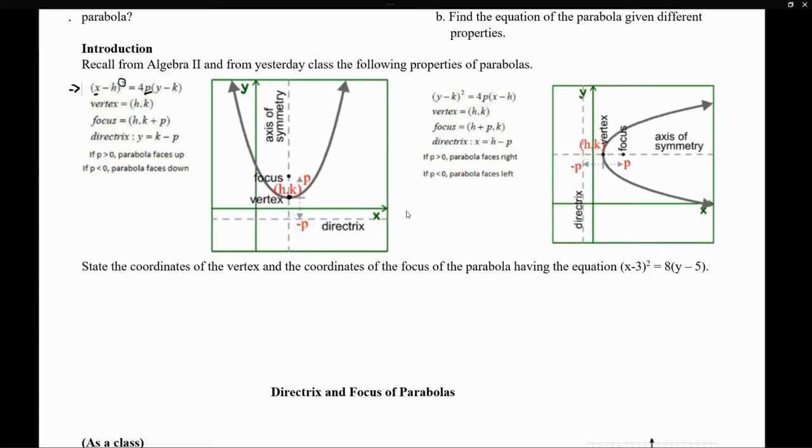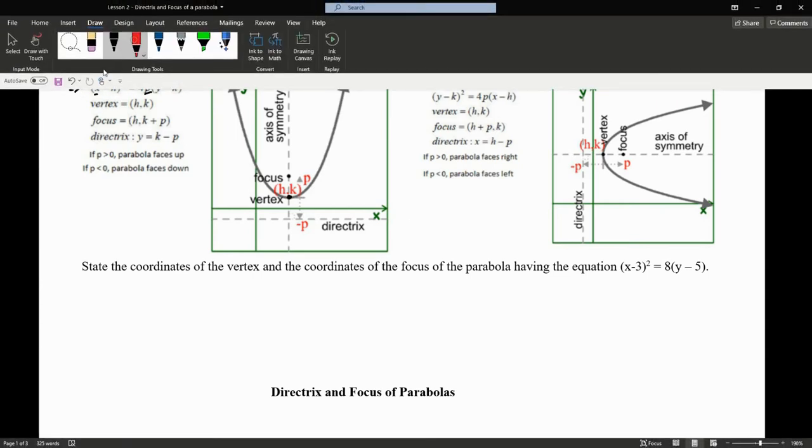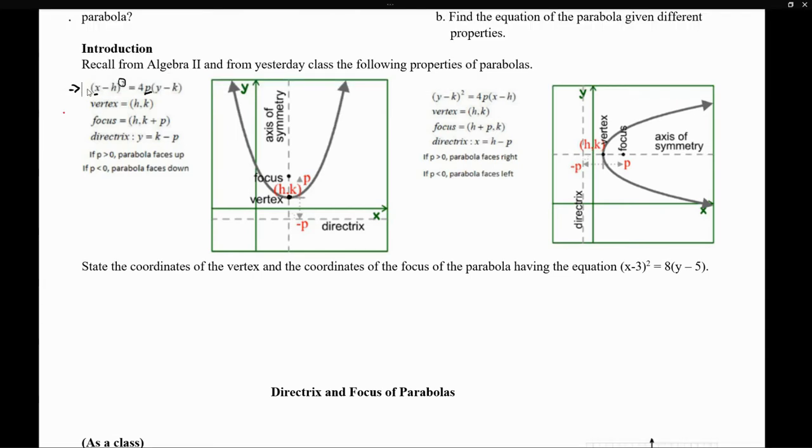And notice that here we're defining the focus to be (h, k plus p). So what does this mean? Since p represents the focal distance, and h and k are the location of the vertex, p is the distance from the vertex to the focus. This point is the previous location, but moved upwards p units.